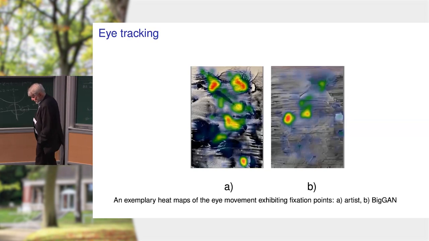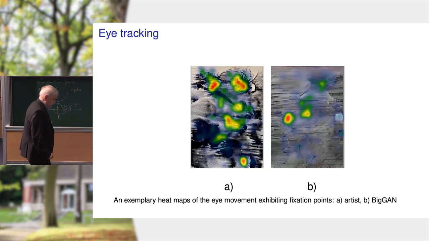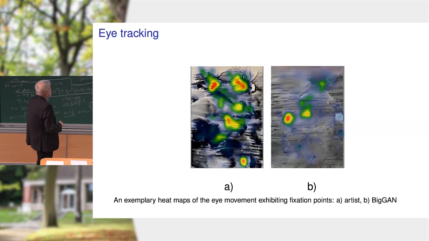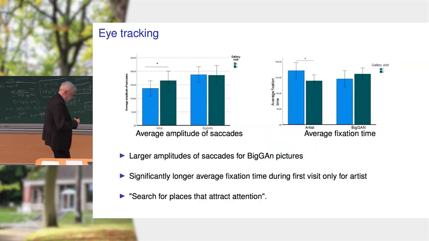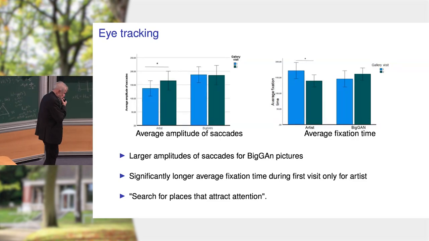There are two pictures. The first picture is from this real artist's exhibition. The second one is from the artificial one. Okay. So you see differences which probably could be understood. And this is also the summary of the results of this.